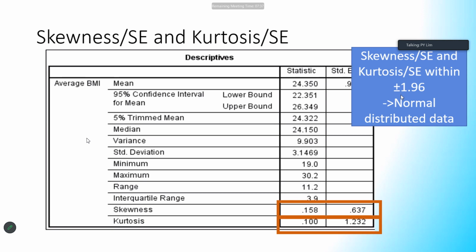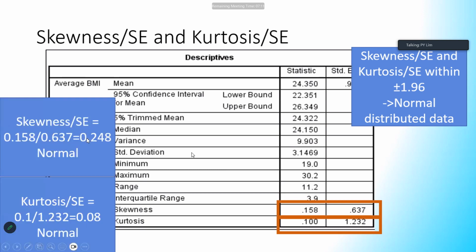If it is within plus or minus 1.96, you consider it normal. If more than that, you consider it not normal. This one you calculate manually. SPSS will show you the result, then you have to manually calculate 0.158 divided by 0.637, to see whether it's more than 1.96 or less than 1.96. Okay, like this, normal.